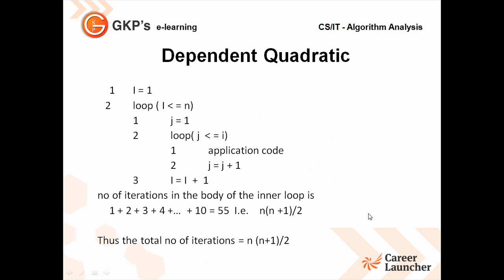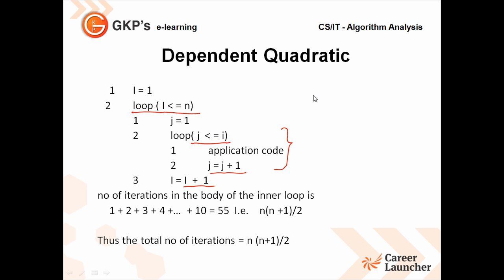If the equation is dependent, that means the loop is quadratic. So what will be the running time for this quadratic loop? Same here, we are running this loop for n time, and this quadratic loop is running, that means j less than or equal to i, with application code j equal to j plus 1, and i equal to i plus 1. How much time is this loop running? This loop depends upon this n.